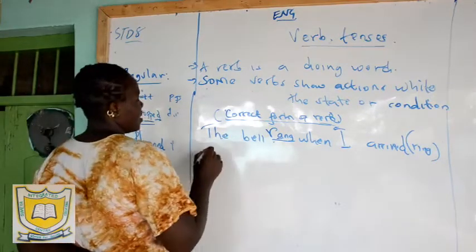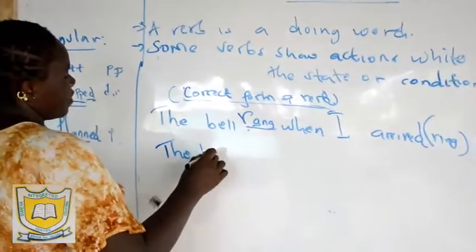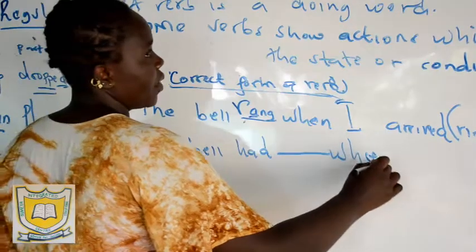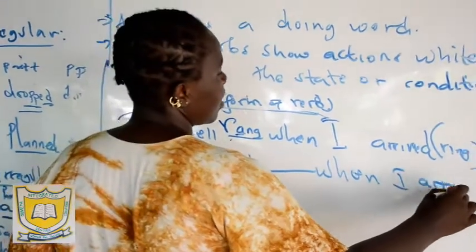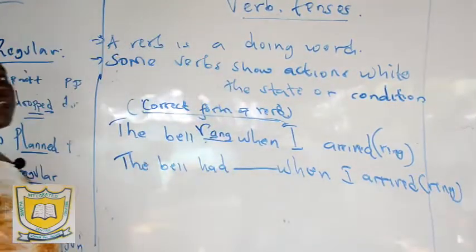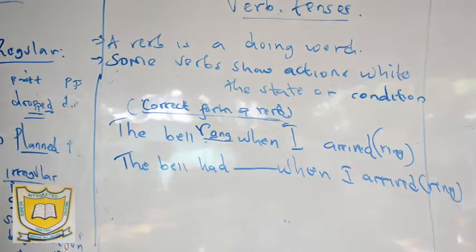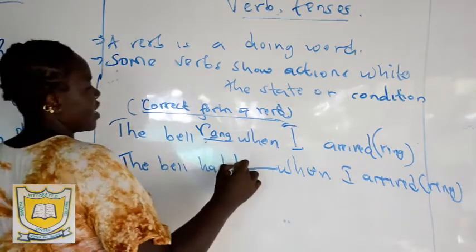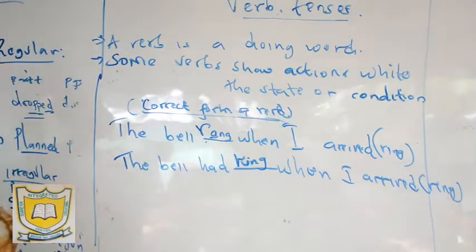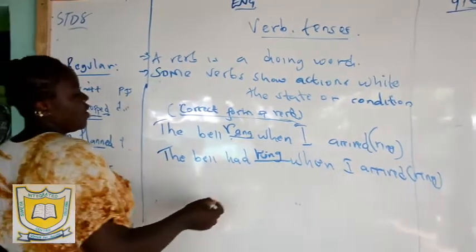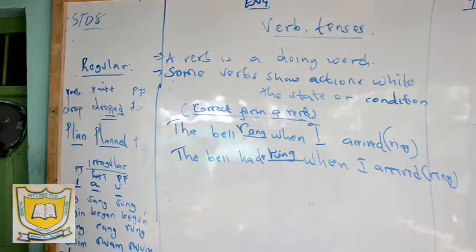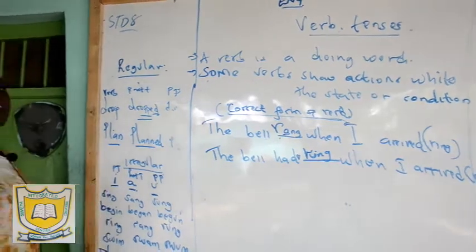But look at the second question. The bell had dash when I arrived. Still the word in bracket is ring. Now, you give the correct form of the verb: the bell had rung, with a U, when I arrived. Why are you going for a U? Any moment you want to use the past participle of a word, especially irregular verbs that change, because irregular verbs are difficult.